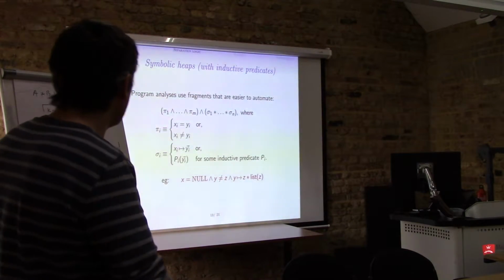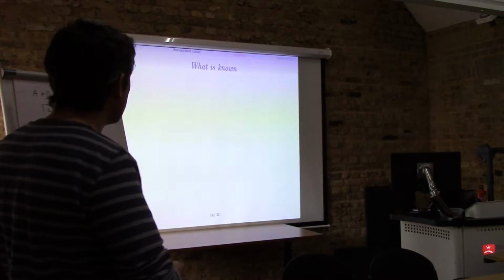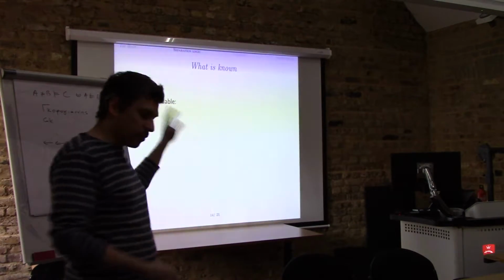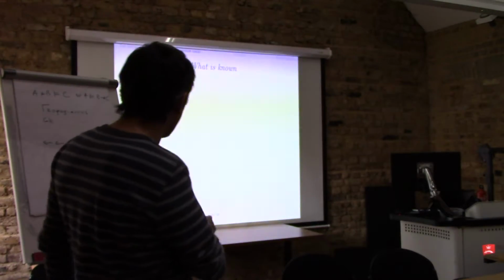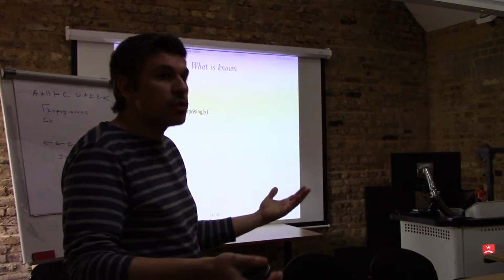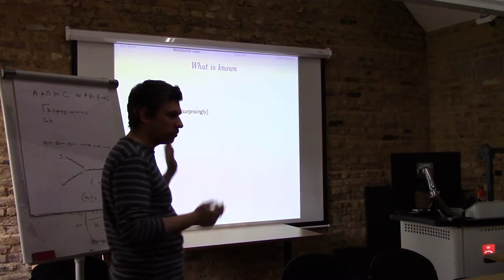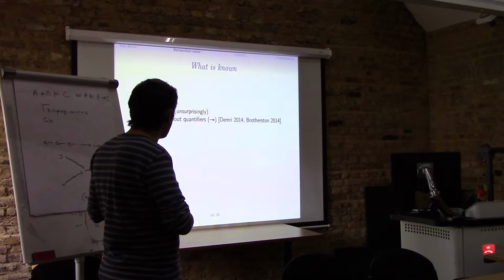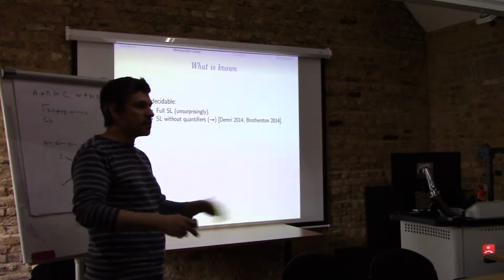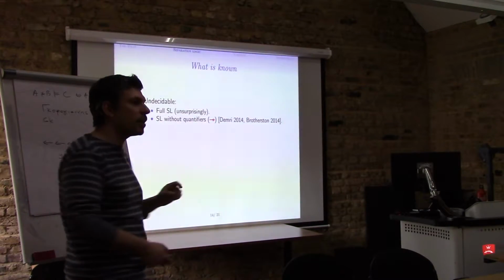Okay, now what is known about this fragment? I'll start with separation logic. So, undecidable, full separation logic. Well, this is not surprising because it includes first-order logic, right? So from the get-go, the full thing is undecidable. If we throw away the quantifiers, it's still undecidable. Okay, if no exists, no for all, it's still undecidable, and the main reason is the magic wand.